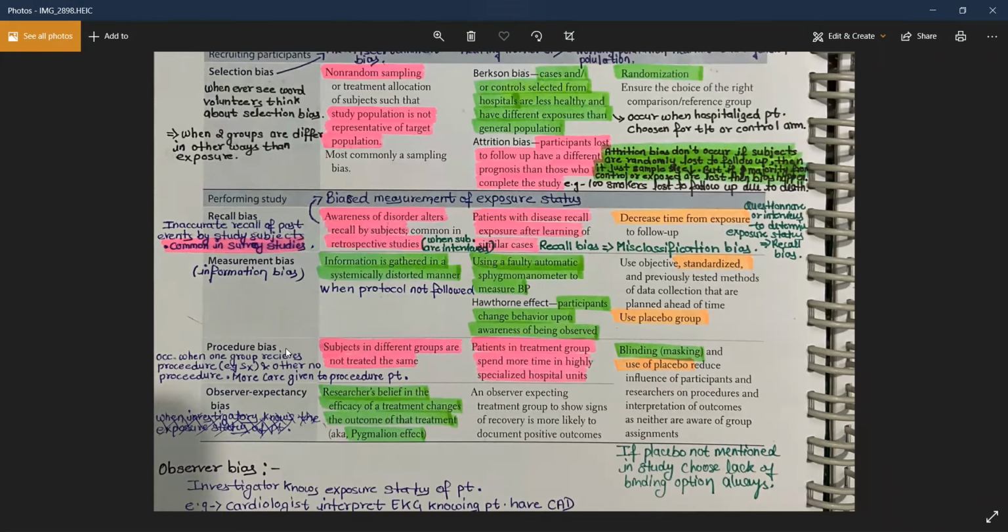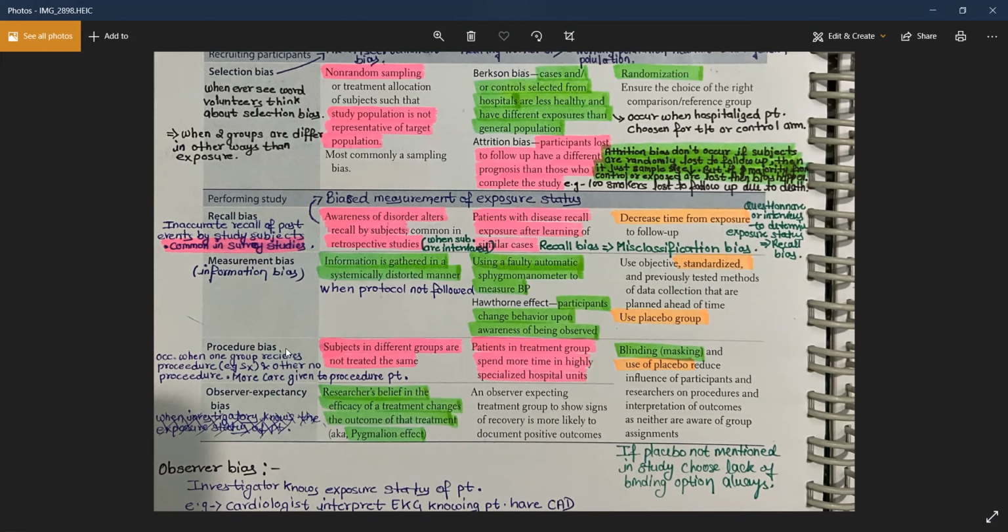In the case of procedure bias, the group which is under the study, you're treating them differently than the group which is not receiving any treatment. Let's say you have given a certain drug to a group of patients, and let us call them group A. And for group B, you know that this group is not receiving any kind of treatment for the pain. Now you started giving some other things, some special treatment, to all these group A patients who are receiving the drug.